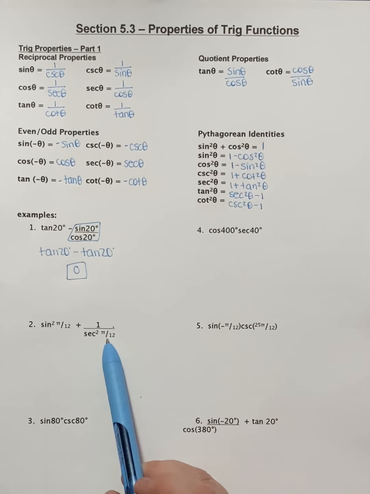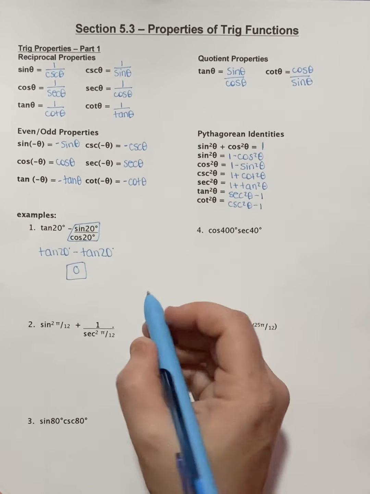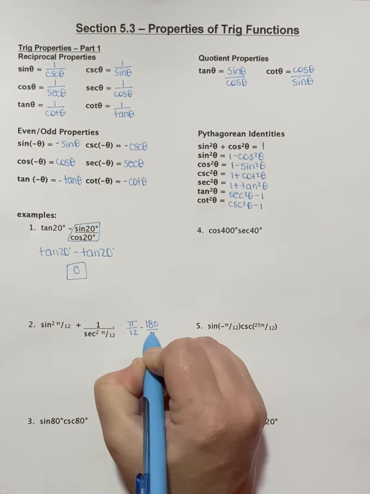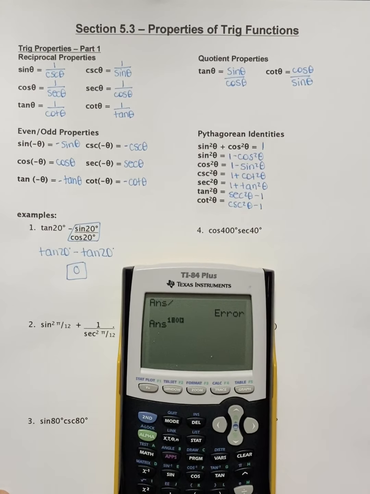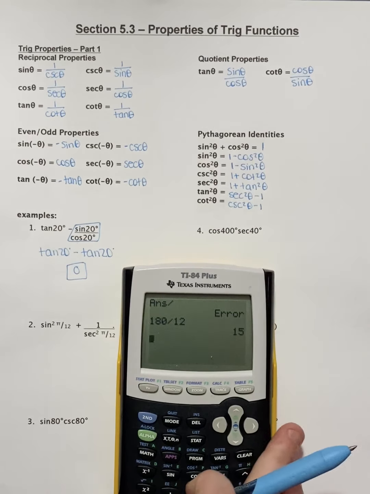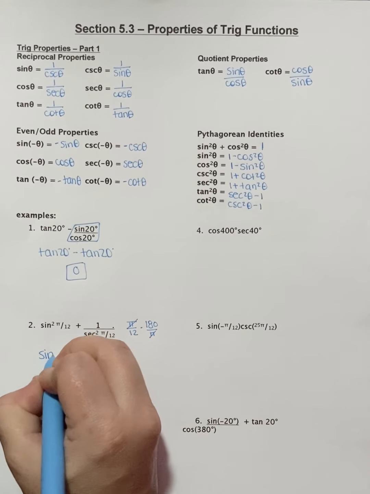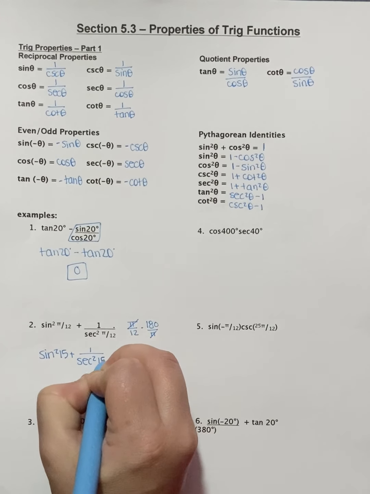When I look at number 2, the first thing I notice is I have radians. So the first thing I'm going to do is take these radians and change them over to degrees. So let's take pi over 12 and multiply it by 180 over pi. Remember, my pi's go away, and we're changing this over into degrees. So basically, I just have 180 divided by 12. Using my calculator, 180 divided by 12 gives me 15. So this right here is the same thing as 15 degrees. So I just want to change these to 15. So this is sine squared 15 plus 1 over secant squared 15.